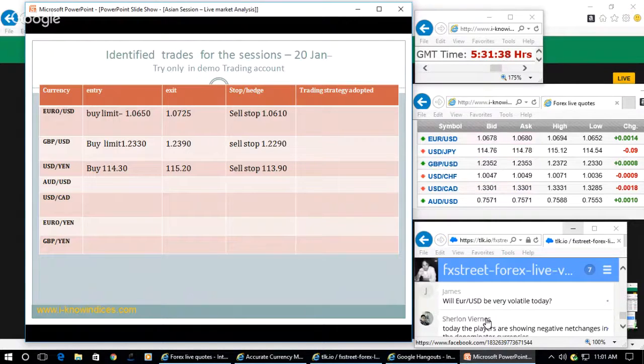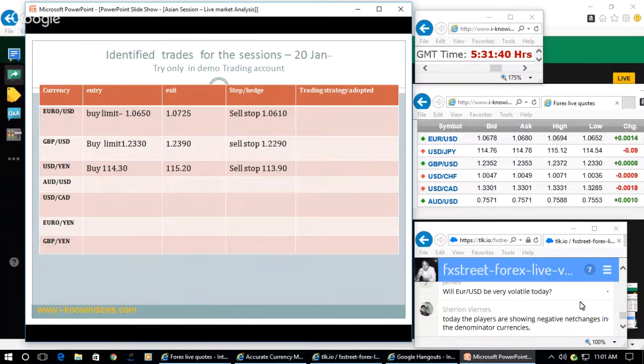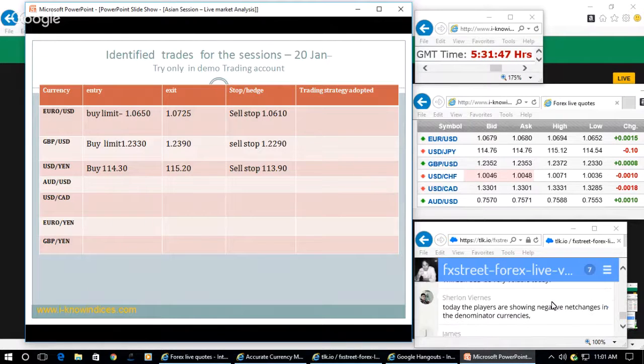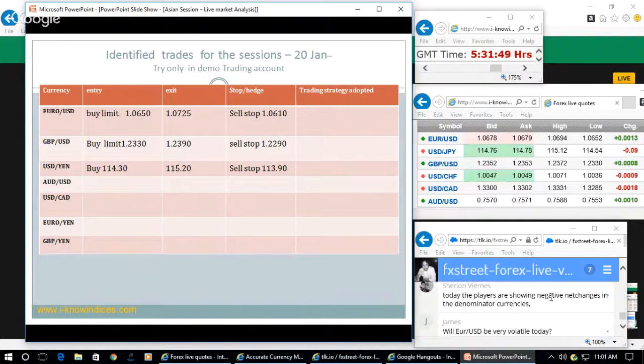Will EURUSD be very volatile today? Euro might make a small dip, and if needed, they may make a downward stop and then start gaining the level. Not a big volatile move. And today the players are showing negative net change in the denominator currencies. That is why they are making the US dollar weakening move at the moment.